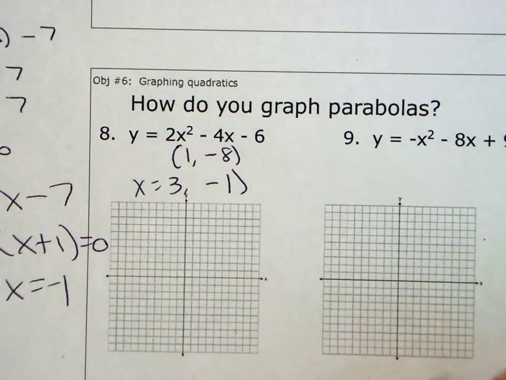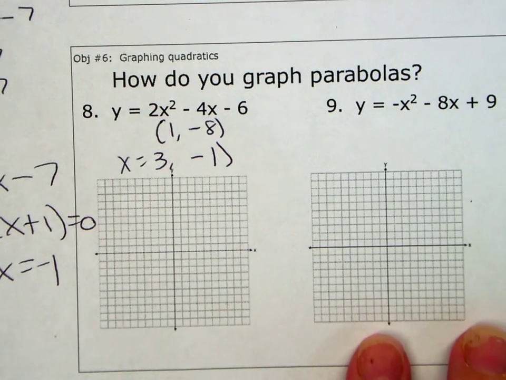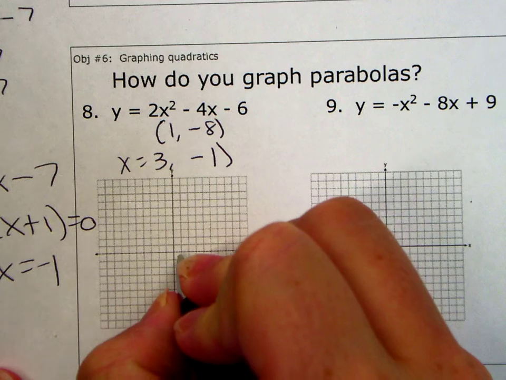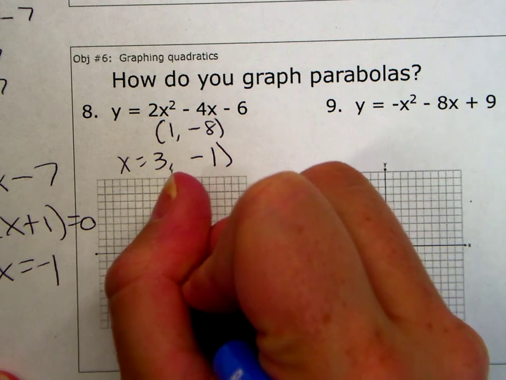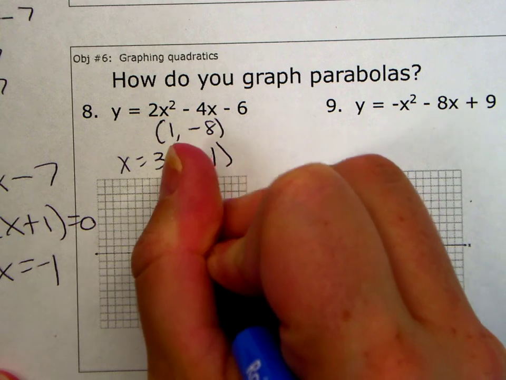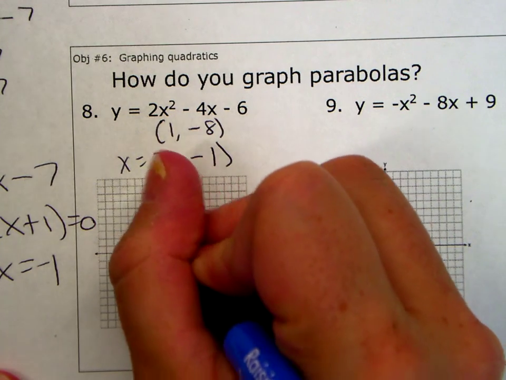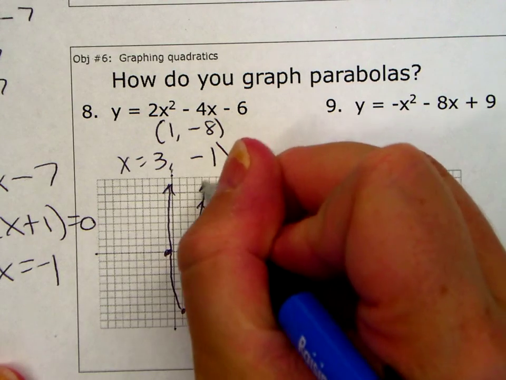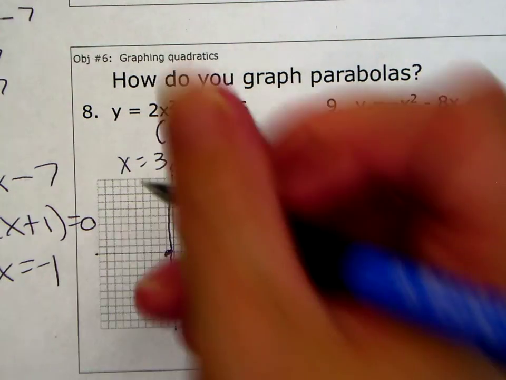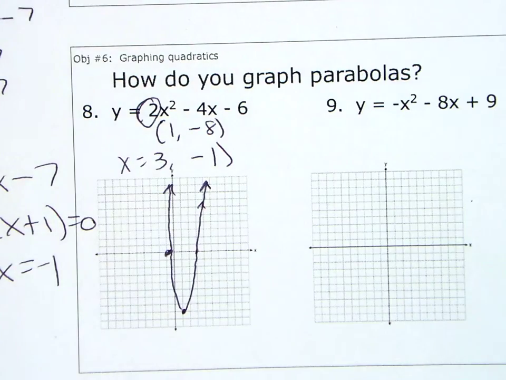All right, I'm just going to plot those points. Oh, no, it's right. It's because there's a 2 in front. 1, -8, 3, and -1. Now, this one looks a little different. Why does this look different? And that's why I was confused, because I thought it should have been 9. This one's a little different because it's skinny. Why is it skinny? There's a number in front of x squared.